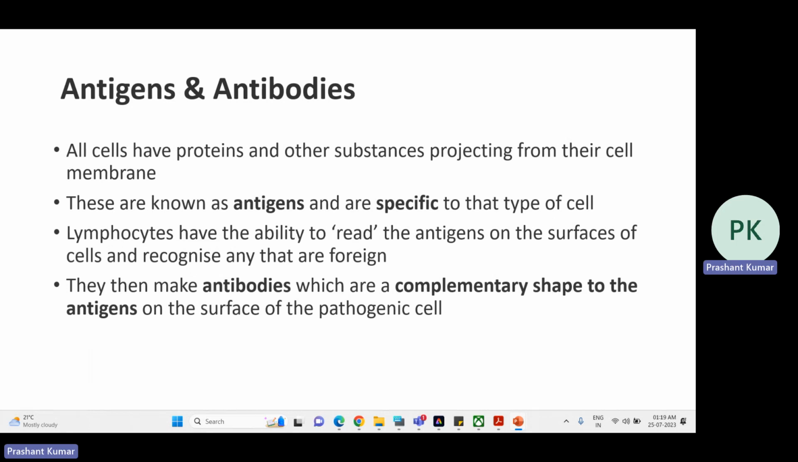What are antigens and antibodies? All cells have proteins and some substances present on the outer side of the cell membrane, and these are considered to be antigens, which are specific to that type of cell.